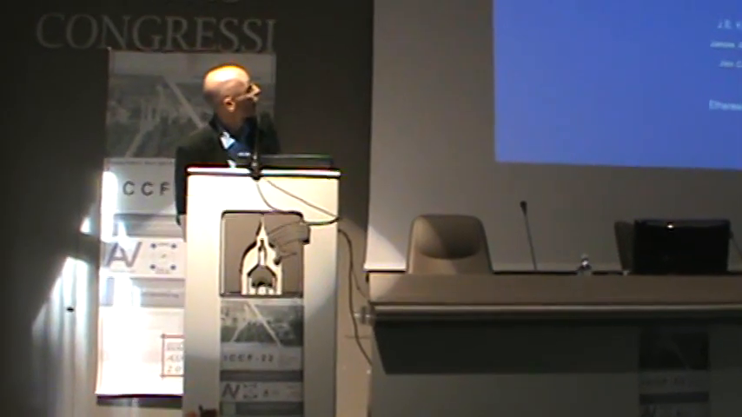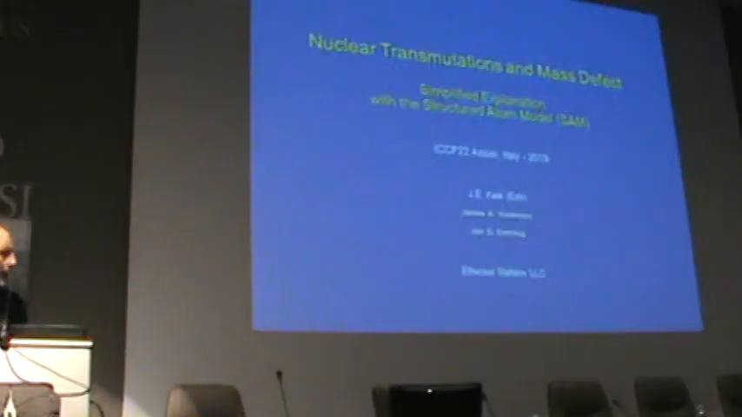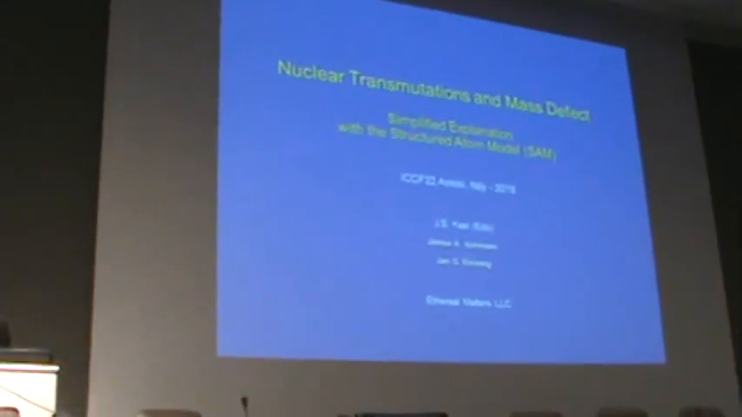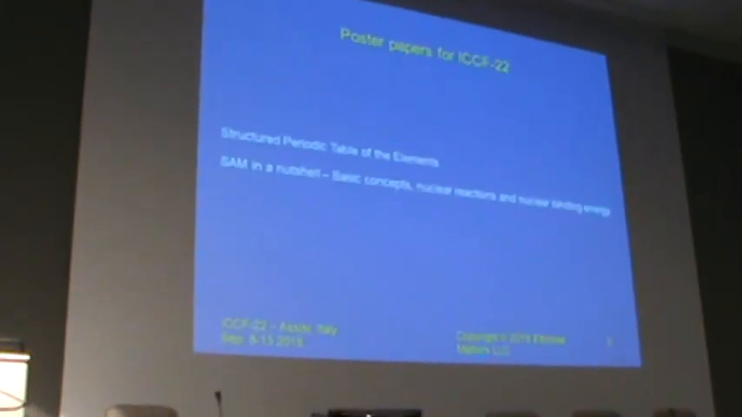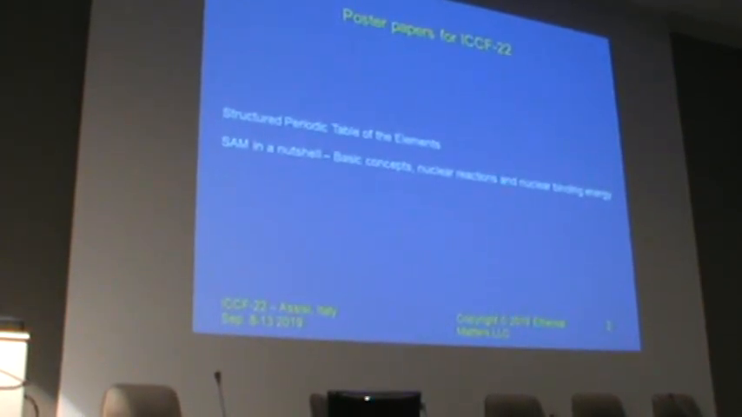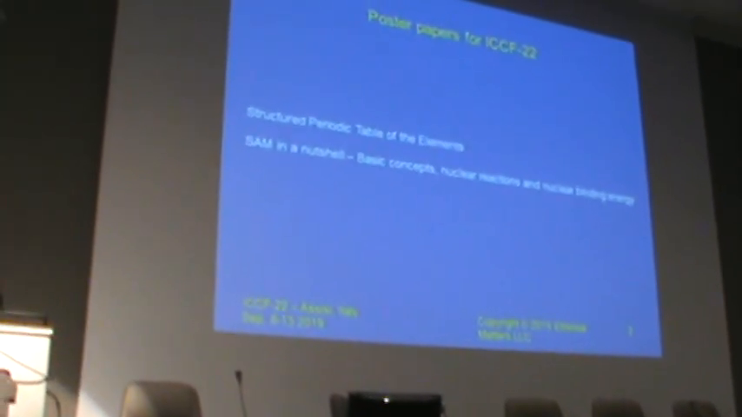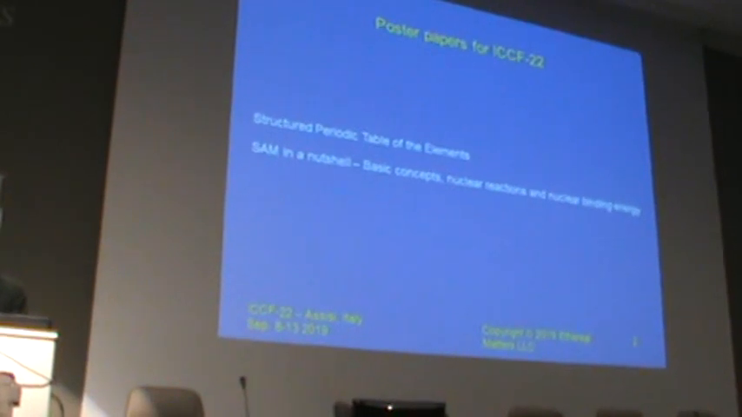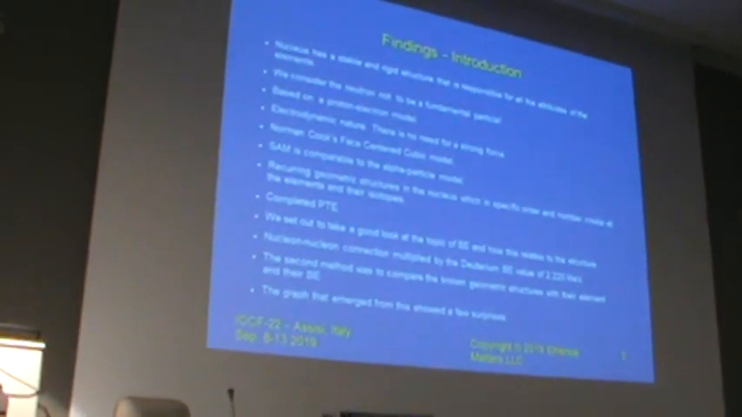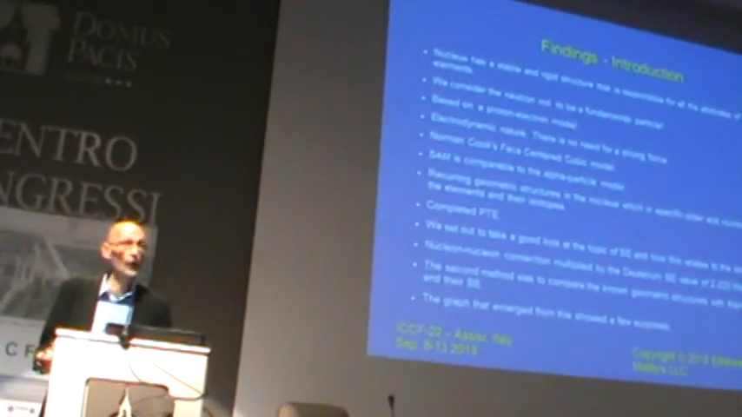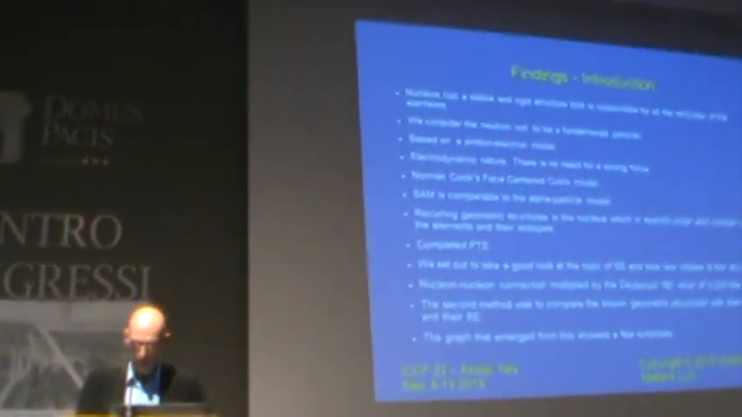Good morning. This presentation will be about nuclear transmutations and mass defect, and a simplified explanation with the help of the structured atom model. Yesterday we already had a poster session. There are two supportive posters for this presentation, so everybody can take a nice look at those again. And I would like to start with the findings/introduction, which I have scripted a little bit.